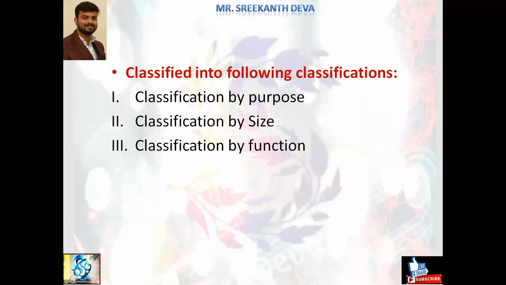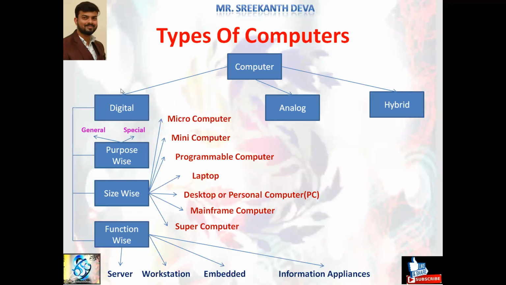In today's session, we try to discuss classification by purpose wise. The remaining, size wise and function wise, we'll discuss in the next coming videos. Basically it is categorized into three different types: purpose wise, size wise and function wise, as I represented in the diagram. The diagram also represents it clearly here. Digital computers are categorized by purpose wise, size wise, function wise, but huge topics are involved in each subtopic.